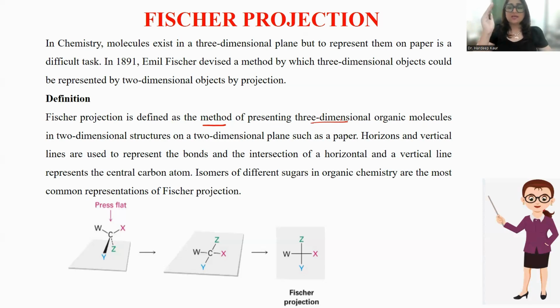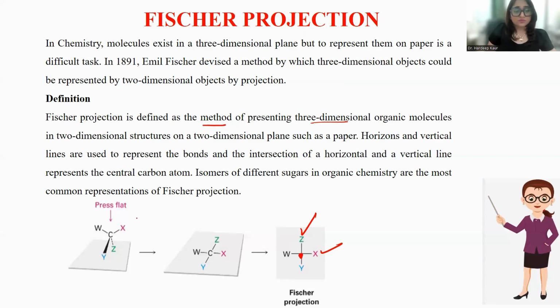Horizontal and vertical lines are used to represent the bonds, and the intersection of the horizontal and vertical lines represents the central carbon atom. So this is a Fischer projection in which this is a vertical line and this is a horizontal line. The intersection lets us know that there is a carbon there. Isomers of different sugars in organic chemistry, like glucose, fructose, and sucrose, are the most common representations of the Fischer projection; you can represent them all in a Fischer projection.